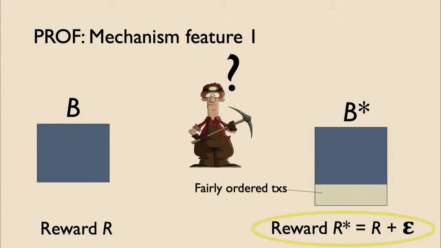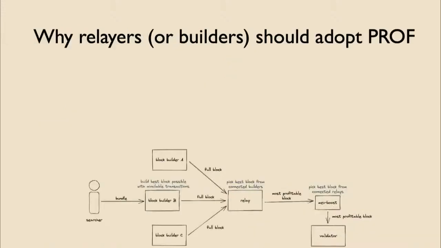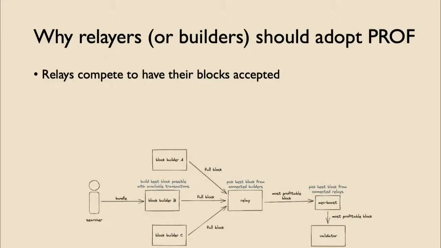Now, why should relayers or builders adopt Prof? Well, relays really compete to have their blocks accepted by the validators. You have multiple relays right now, probably 9 or 10 of them. And all of them are really competing for how many blocks are getting accepted by validators. And so validators are choosing blocks that have additional revenue in them. And so relays have real incentives to also run the Prof bundle merger on site and use Prof.